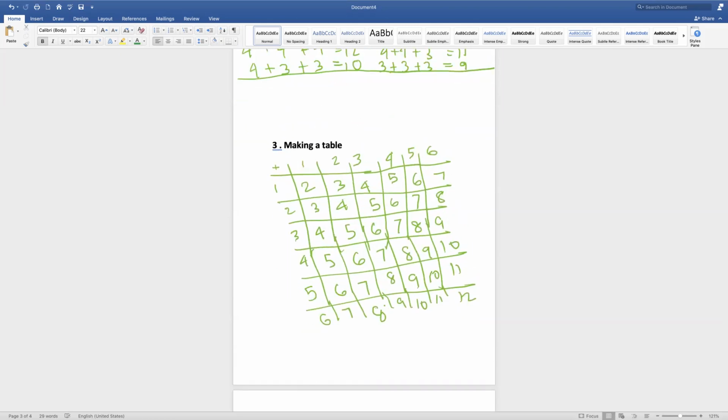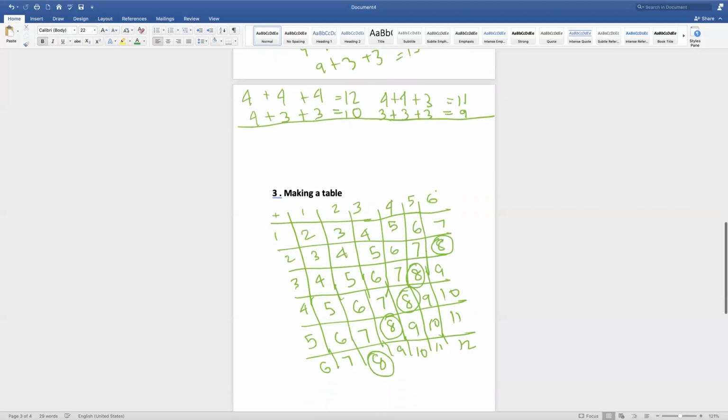So let's count it. 1, 2, 3, 4, 5. There are 5 8s. So that means there are 5 sums, because the question was asking the sums of the 2 dice that would make 8. So 5 sums is our answer.